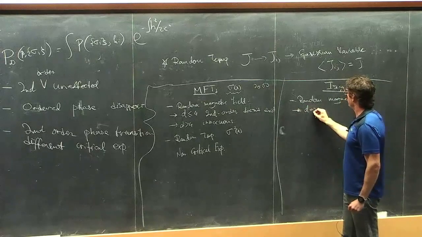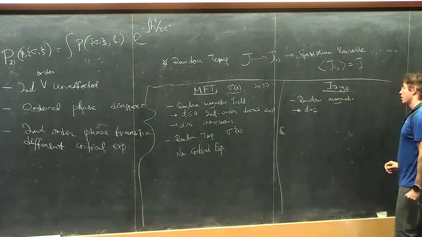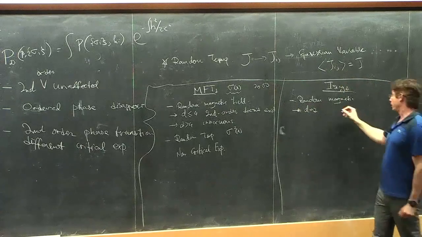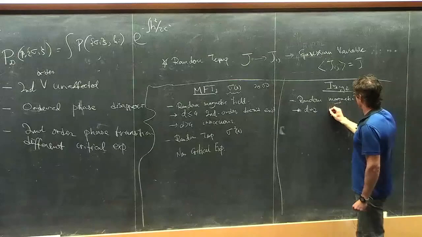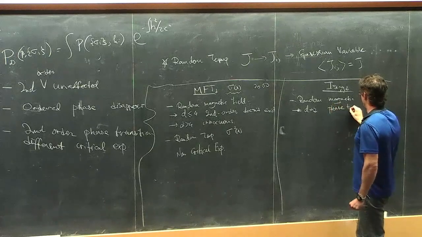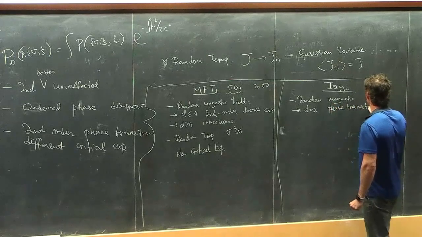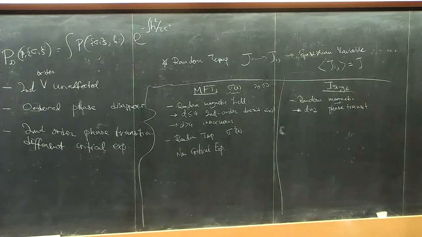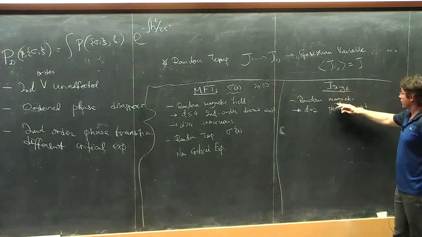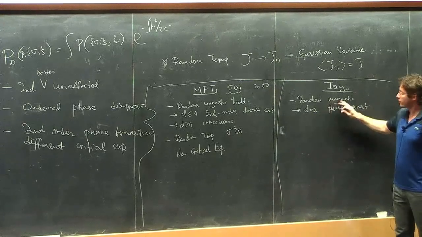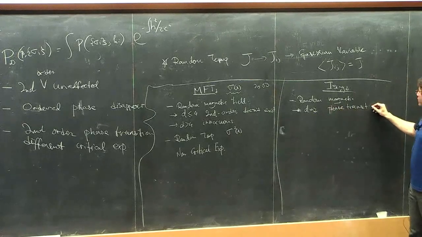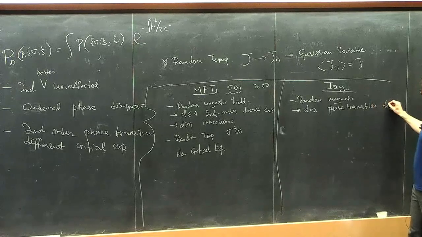So if d is equal to 2, then the second order phase transition disappears. So the ordered phase disappears. This is the classical computation of Onsager. Now with a random magnetic field, it can be shown that the ordered phase disappears. So the phase transition disappears.